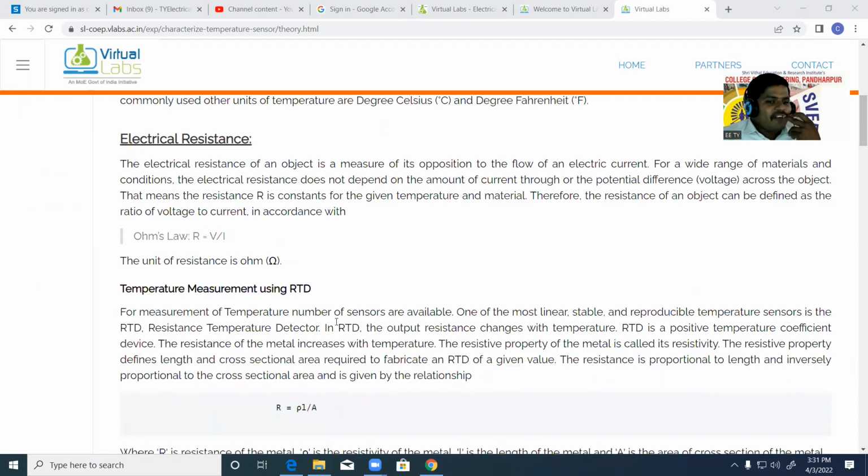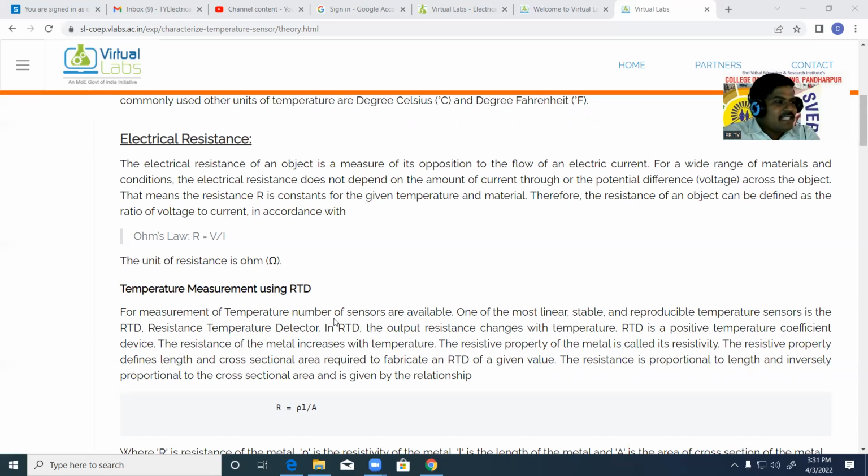Here for measurement we are using a number of sensors. The sensor should be most linear, most stable, and reproducible. Linear means it gives a linear response or linear characteristics. Stable means its operation is stable. Reproducible means repeatability characteristics, right? So these are the characteristics of that sensor.